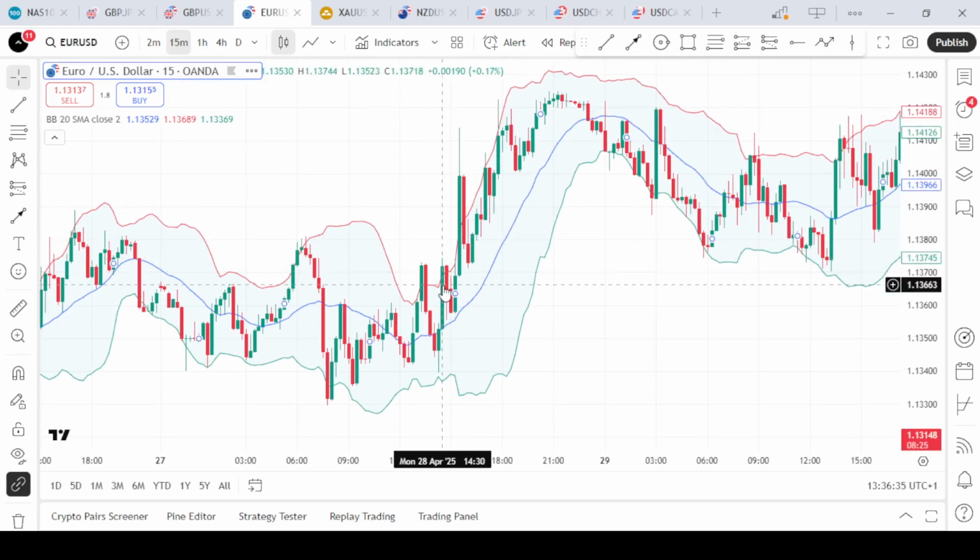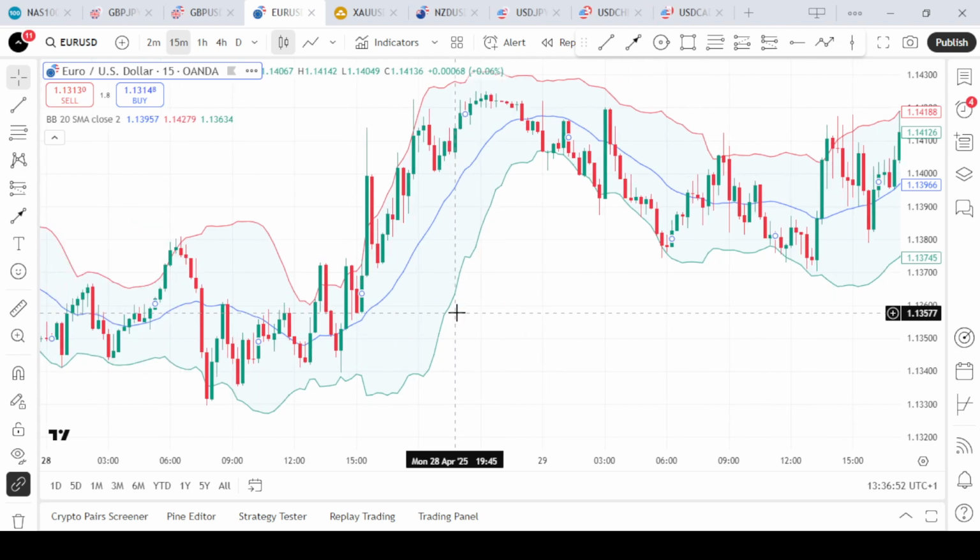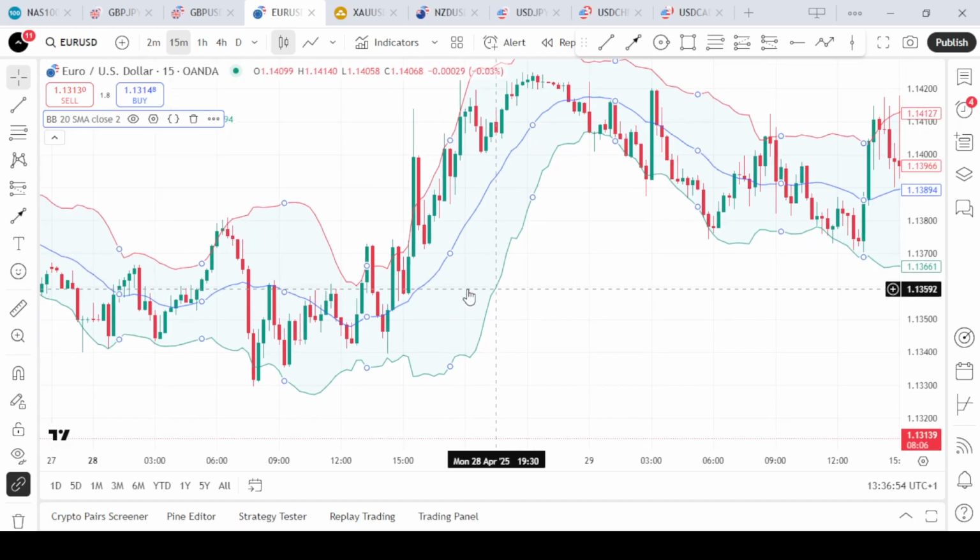The second step is to wait for a pullback to the middle band. As you can see, after price has touched the upper band for 2 consecutive times, you wait for price to pull back to the middle band, and this will be when you would want to enter your trade. The middle band, let's not forget, is a 20 period SMA, 20 period moving average.